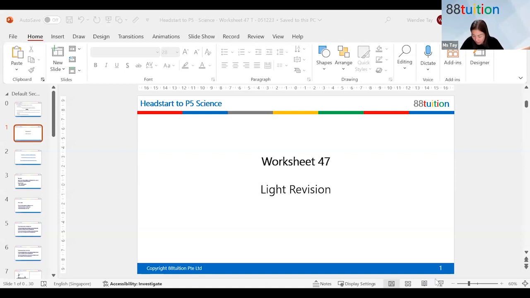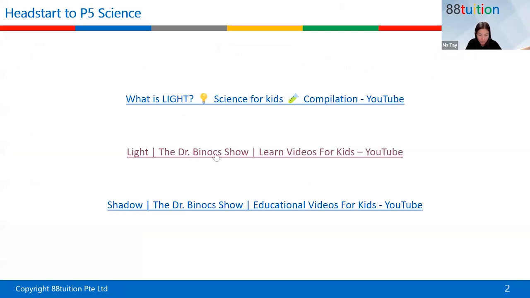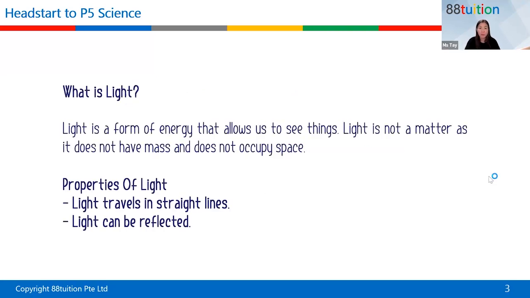Now, can you see my screen now? Today's worksheet is on light revision, worksheet 47. Okay, can you see my worksheet, right? So we just watched one of the videos. Later on, if we have time, we can watch a few more, because I think you've already watched the video from Dr. Binox before.